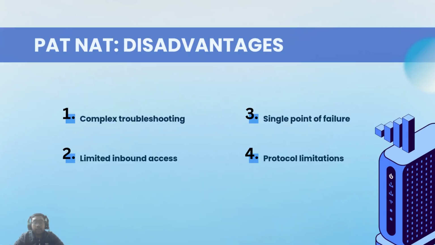The second disadvantage is limited inbound access. PAT works very well for outgoing connections, but it is not suitable for incoming connections by default. Services such as web servers or gaming servers inside the network require additional configuration like port forwarding, which can be more complicated. The third disadvantage is that it is a single point of failure. Since all devices rely on one router and one public IP address, if the router fails, all connected devices will lose internet access at the same time.